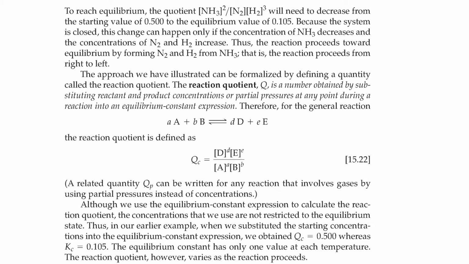A related quantity, Q sub P, can be written for any reaction that involves gases by using partial pressures instead of concentrations. Although we use the equilibrium constant expression to calculate the reaction quotient, the concentrations are not restricted to the equilibrium state. Thus, in our earlier example, when we substituted the starting concentrations into the equilibrium constant expression, we obtained Q sub C equals 0.5, whereas K sub C equals 0.105. The equilibrium constant has only one value at each temperature. The reaction quotient, however, varies as the reaction proceeds.